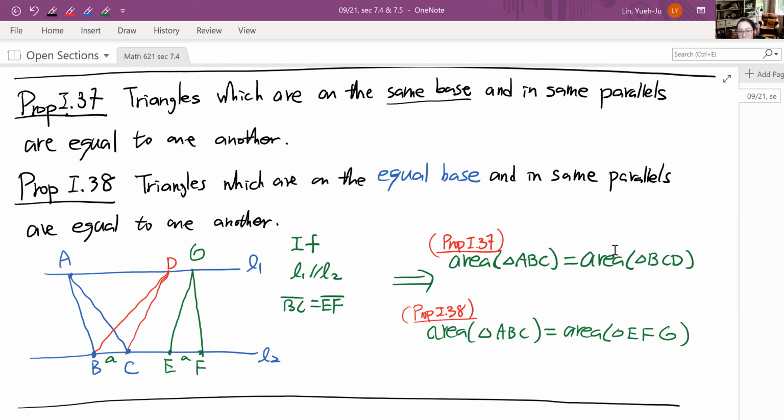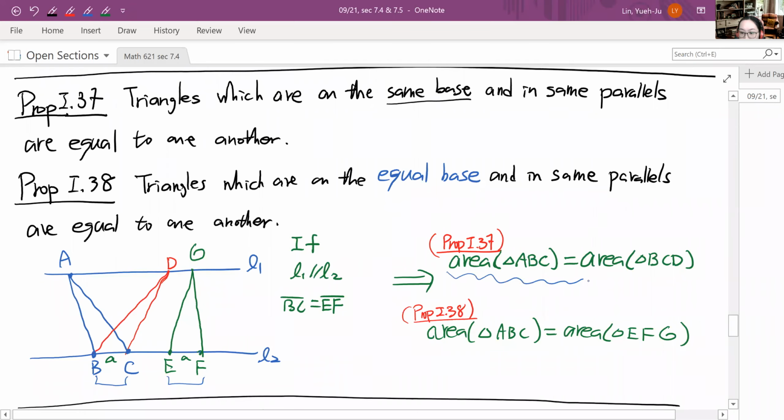So from the picture, if you have all these triangles lying on the same parallels, and I say the length BC is the same as EF, then if you look at triangles ABC and BCD, they are triangles which share the same base. So by proposition 37, they have the same area. But if you look at triangles ABC and EFG, those are in the same parallels, but with equal bases, right? Because BC equals EF.